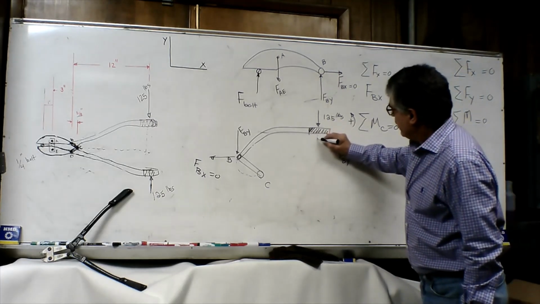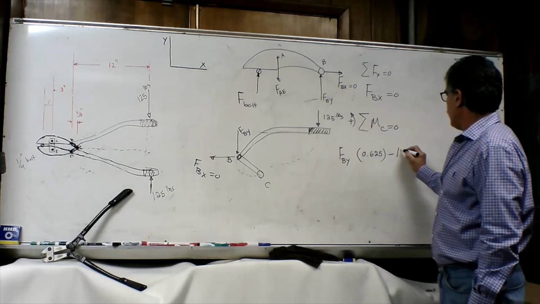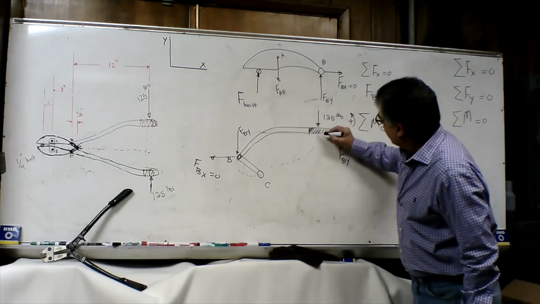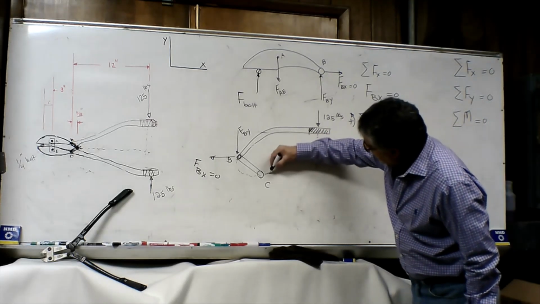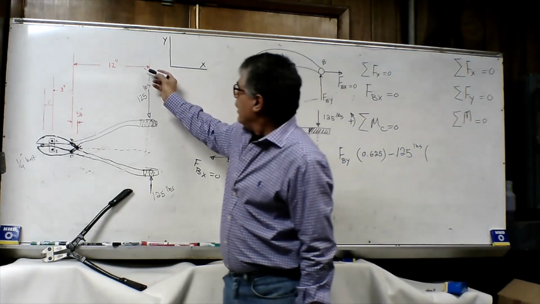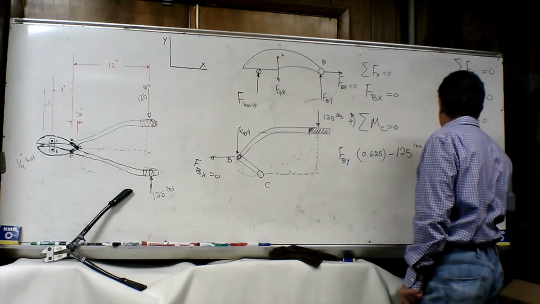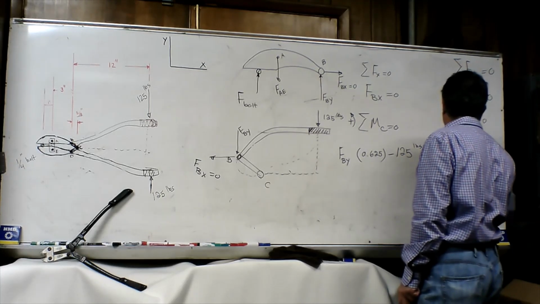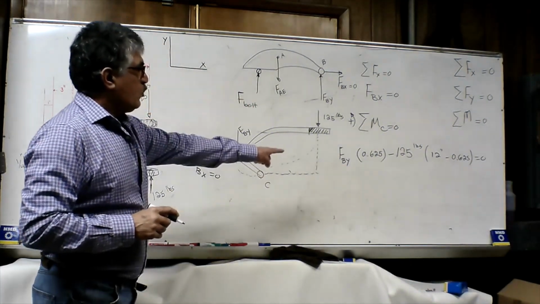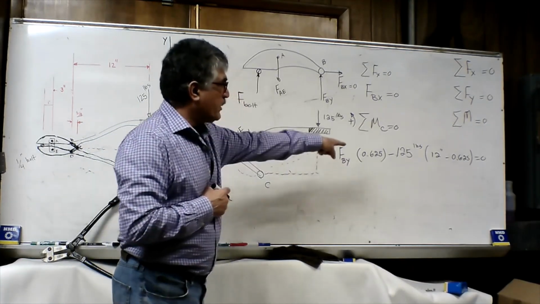minus, this force is going in the clockwise direction, minus 125 pounds, multiplied by the distance between this force and point C, which is 12 inches minus 5/8 inches. So it will be 12 minus 0.625 inch, equal to 0. So we can now find the force at point B in Y direction by solving this equation.